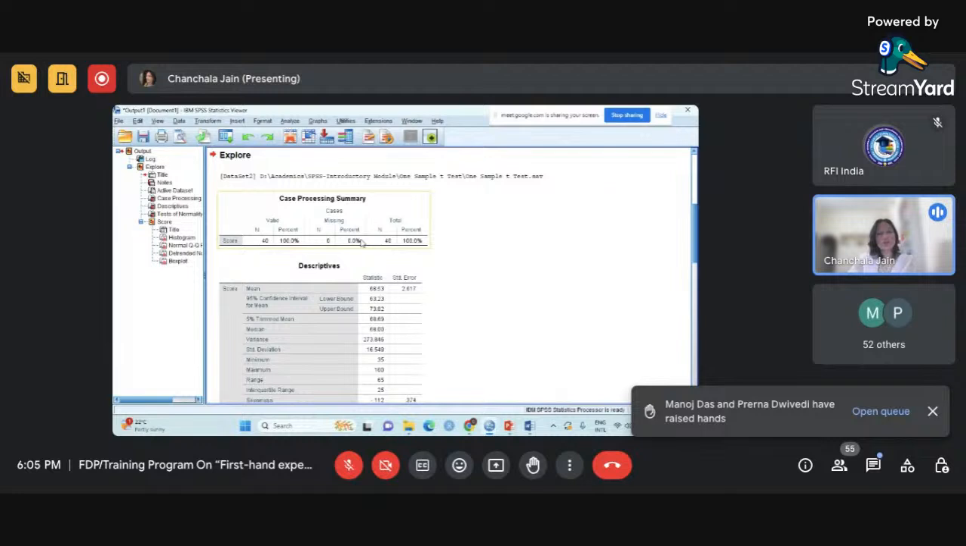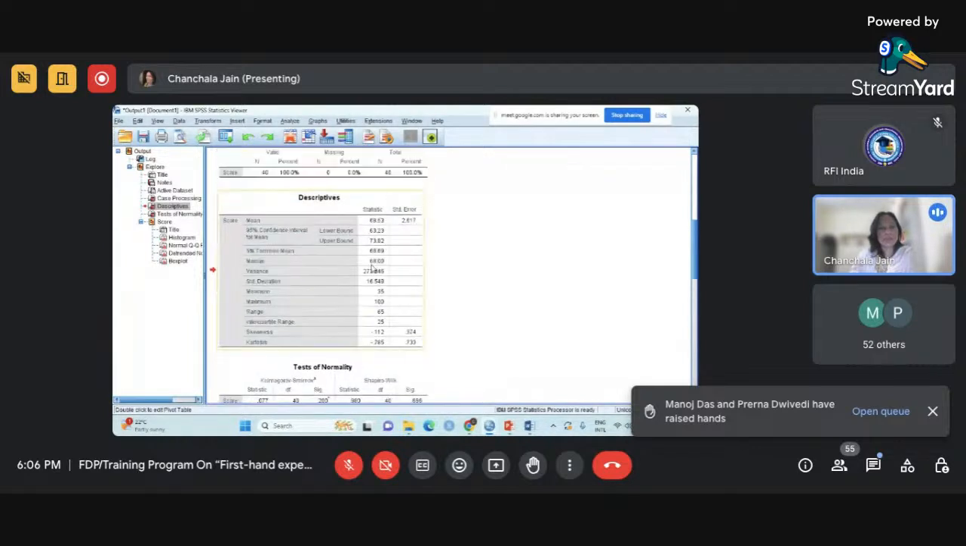So the first table is the case processing summary. Here you can see we have a total of 40 observations for the score. There is no missing value, so the total is the same, 40. Coming to the descriptive statistics, you can see the score mean is 68.53. The 95% confidence interval for the mean is 63.23 to 73.82. This is a range, right, of the 95% confidence interval for the mean.